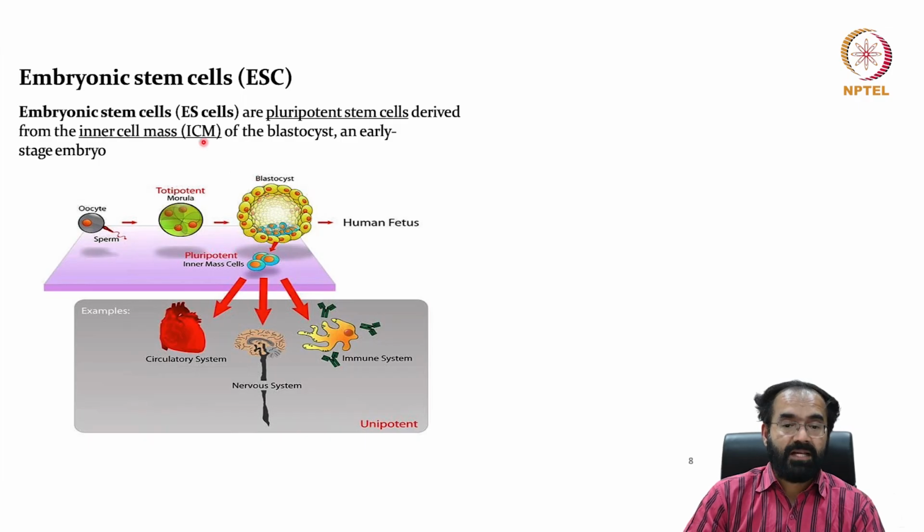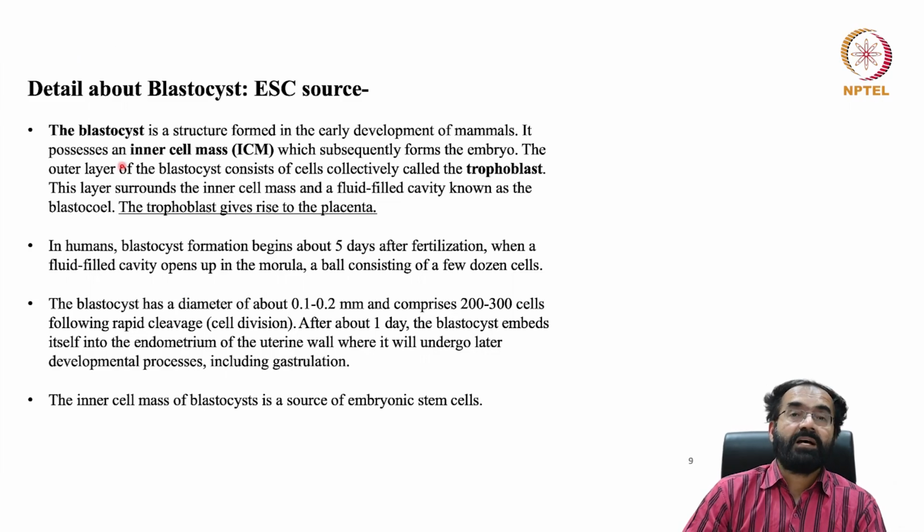So embryonic stem cells are pluripotent cells derived from the inner cell mass of the blastocyst, and they are derived at a particular stage of embryonic development. You cannot go to any stage of the embryonic development. Now, details about the blastocyst and also the embryonic stem cell source.